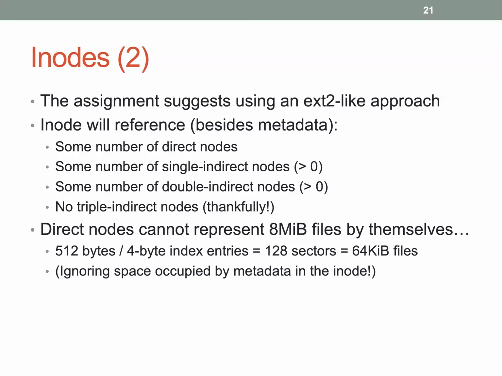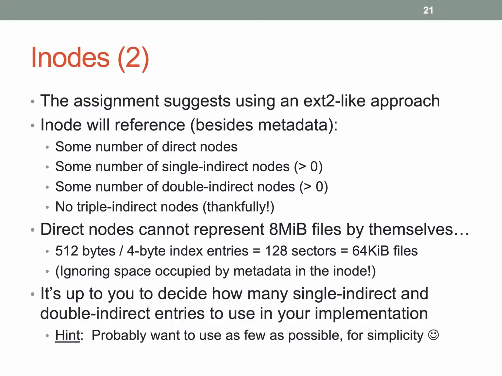And so that's why some number of those entries have to point to other blocks that also point to sectors in the file. And if you do that, then you get up to maybe 100 kilobytes. That's still not big enough. So then you need the double indirect blocks to get up to the full 8 megabytes that's required by the assignment. It is up to you to decide how many single indirect and double indirect entries to use. The hint is use as few as possible.